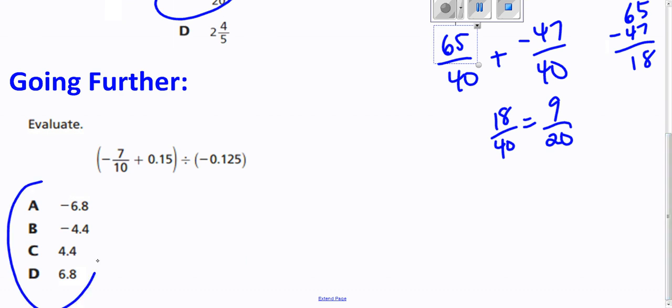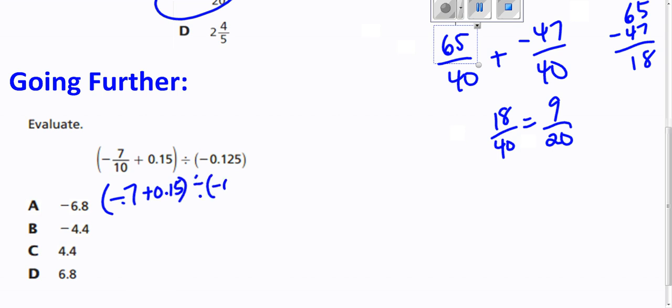Going further, at the bottom of the page is an order of operations question. All the answers are decimals, so I'm going to turn negative 7/10 into a decimal. Just read it, negative 7/10. If the denominator is a 10 or 100 or 1,000, it's really easy to write it as a decimal. 7/10, 0.7, but it's negative. So negative 0.7 plus 0.15, and then divided by negative 0.125.